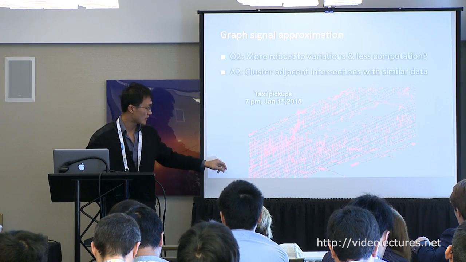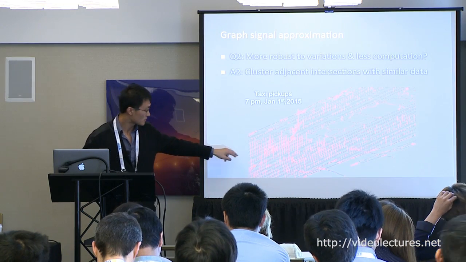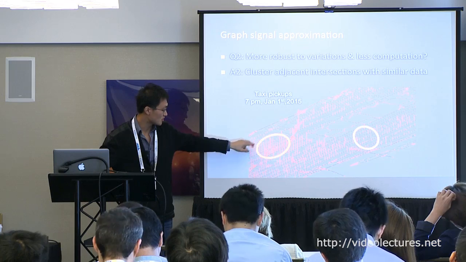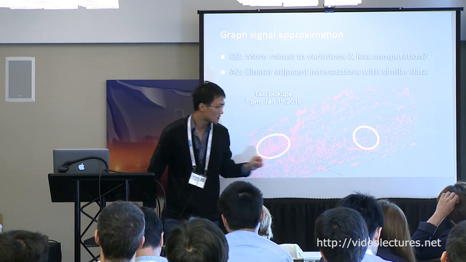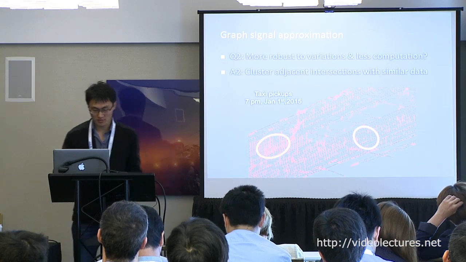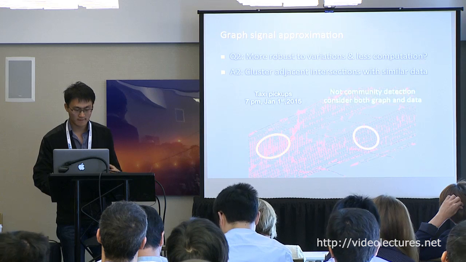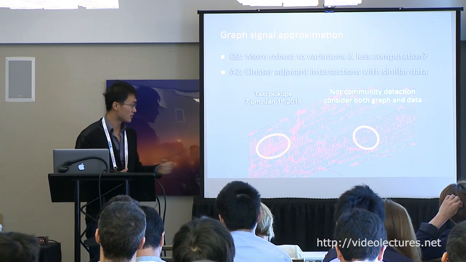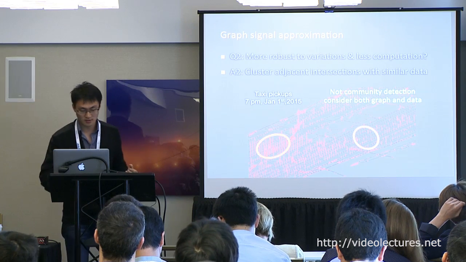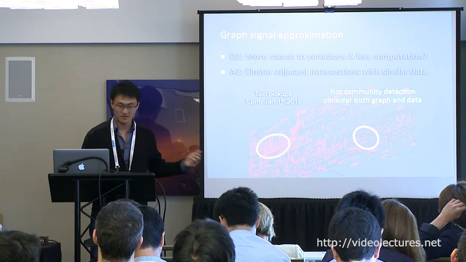I zoom in here, and you will see that for this region, the number of taxi pickups is large and kind of evenly distributed. And for data here, there are a few taxi pickups. So actually, you can group the data there. And remember, this is not a community detection problem because we consider both data and the graph structure here. So we need to adaptively explore the property of this data.